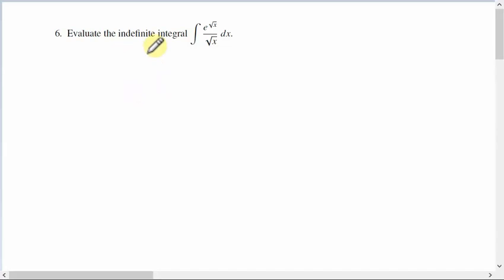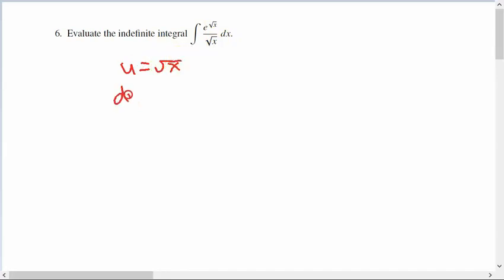Number 6, we've got an indefinite integral. This is not in our list of integral formulas that we know. So we look for substitution. Well, there's an exponential involved, and we're looking for an inside function, and where the inside function is on an exponential function is up here in the exponent. So I'm going to try that because that's an inside function.